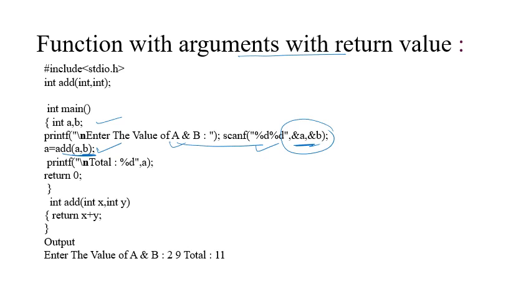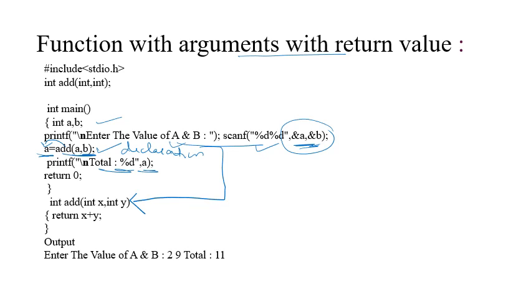Within this function we are adding these two values, and we store the sum of these two variables in the variable a, and then we print this. So this is the function declaration. From here the control moves to the function definition.